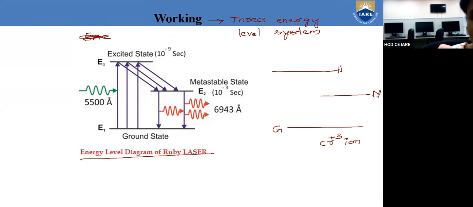So if you look at this figure, we say that this metastable state has a long lifetime. What do you mean by lifetime? The duration of time spent by an atom in an energy level is called lifetime. And this higher excited state lifetime is very, very less. So this lifetime is less.